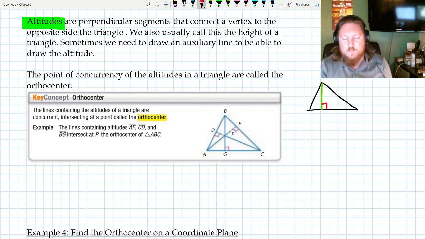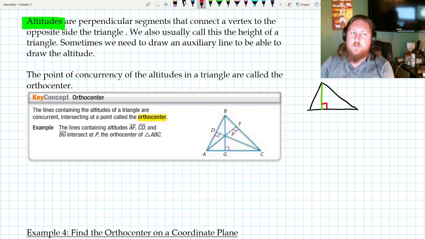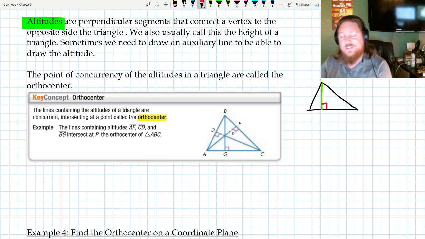Now, it's important that it's perpendicular, but this is different from the perpendicular bisector, you'll notice, because it doesn't bisect the other half. You can see that quite clearly. One side is about 1 unit long, the other side is 4 units long. So it's not bisected, it's just perpendicular.